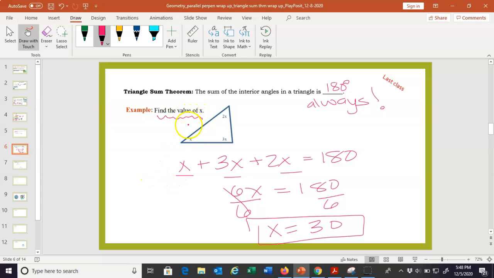So we could stop there. Now, if you wanted to go further, you could certainly plug x into each of those angle measures, and we would get 30 degrees, 60 degrees, and 90 degrees. This happens to be a special triangle called a 30, 60, 90 triangle, and we'll learn a lot more about those in semester 2.